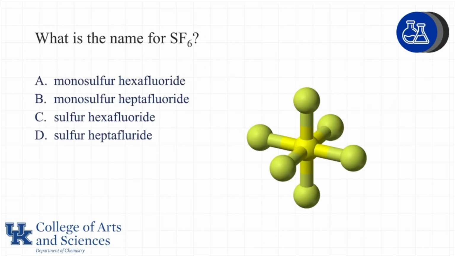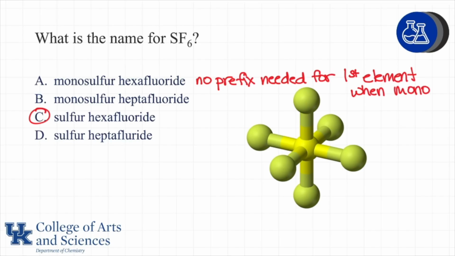What is the name for SF6? C is our answer because we have one sulfur, so we can omit mono, and hexa is the prefix for 6, so we have hexafluoride. For A, we don't need a prefix because we only have one of the first element. B, hepta equals 7, so that's incorrect, as well as having the mono prefix on the first element. And then on D, we also see we're using hepta, which means 7.